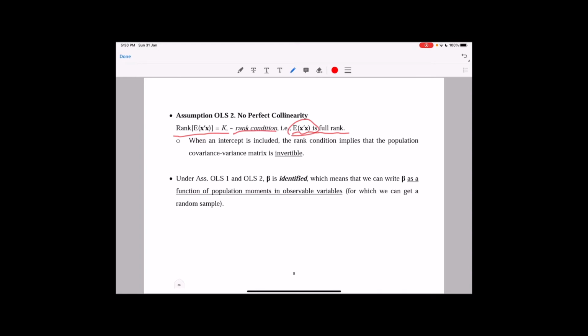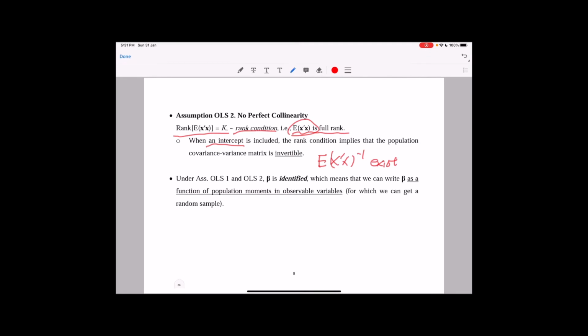Because we already include the intercept in vector x, the rank condition here implies that the population covariance variance matrix is full rank, which means the covariance variance matrix is invertible, right? So the inverse of this matrix exists. So that means this exists. Empirically, this condition almost always holds.